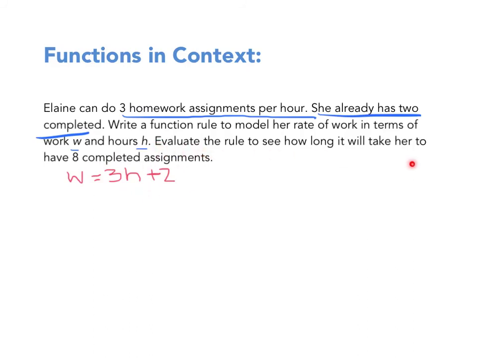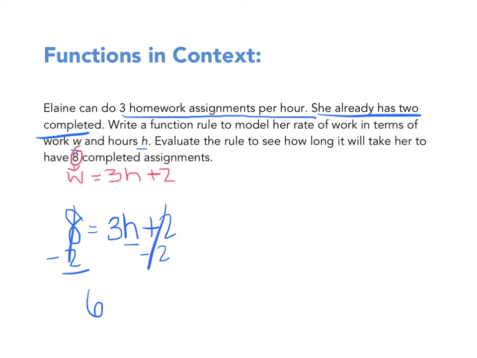And now you need to evaluate this rule to see how long it will take her to have 8 completed assignments. So 8 corresponds to W here. So we're going to say 8 is equal to 3H plus 2, and we'll just solve for H. So we're going to take away 2 from both sides. We get 6 equals 3H, divide by 3.